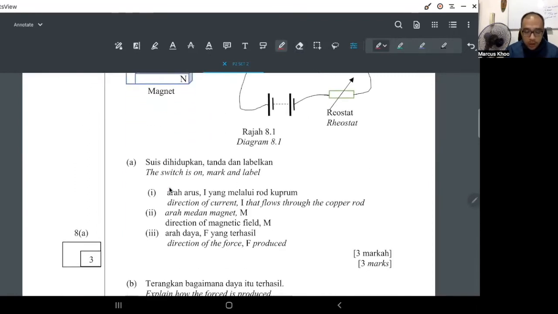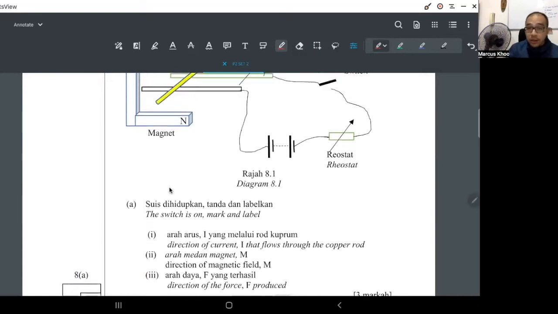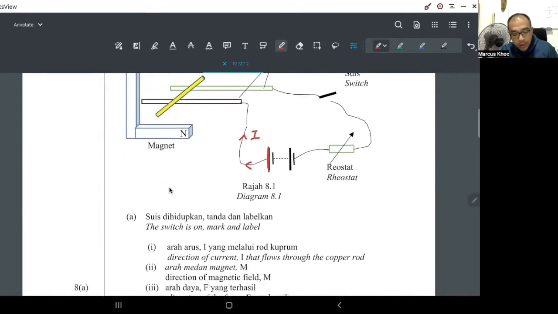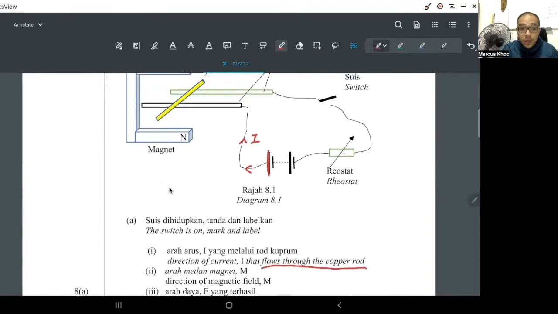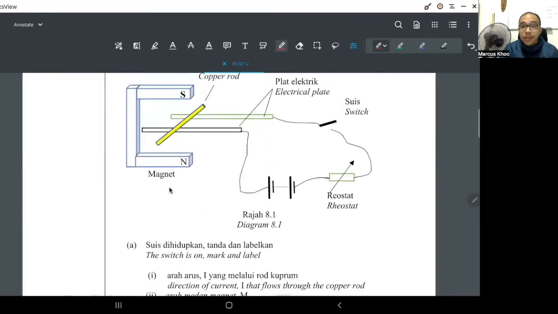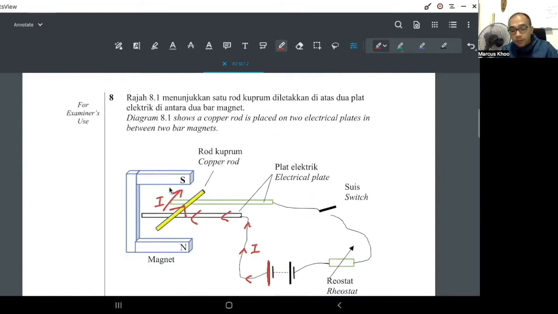So, switch is on, mark and label the direction of the current. Current flows from positive to negative. The long stick over here is positive. So current flow, you mark it as I. But the question is, it flows through the copper rod. So if you follow this, it's going to flow this way, so you write I over here, this way. The magnetic field is from north to south. So this way is the magnetic field, and we're going to give it M.